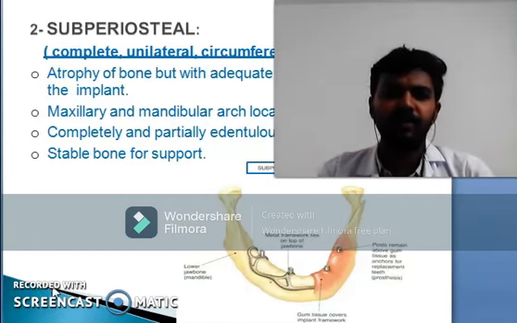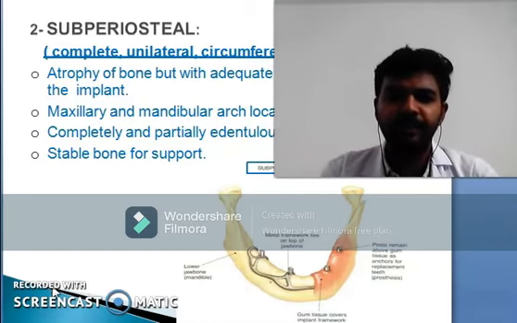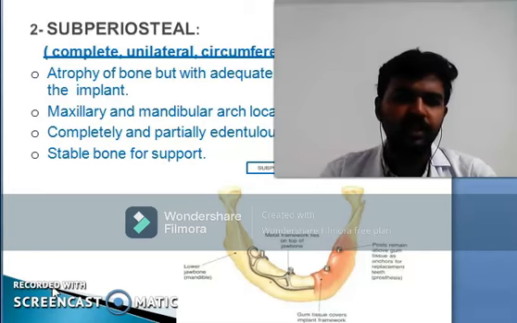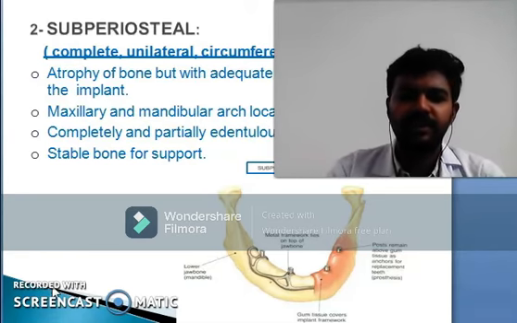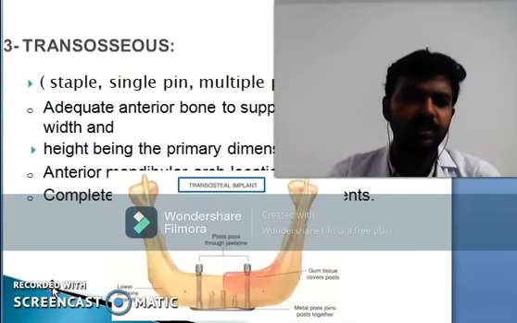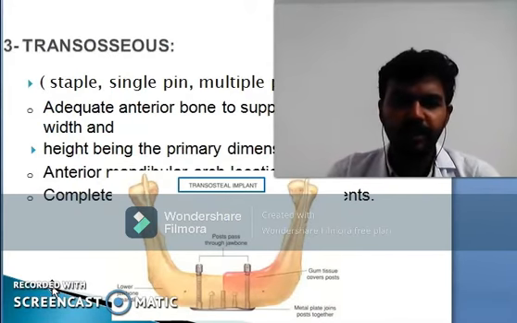Subperiosteal: atrophy of the bone but with adequate bone to support the implant. Maxillary and mandibular arch locations. Completely and partially edentulous patients can be used. Stable bone for support. Transosseous: adequate anterior bone to support the implant with width and height being the primary dimensions of concern.